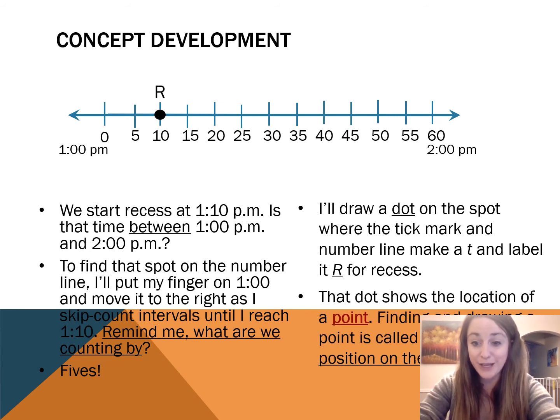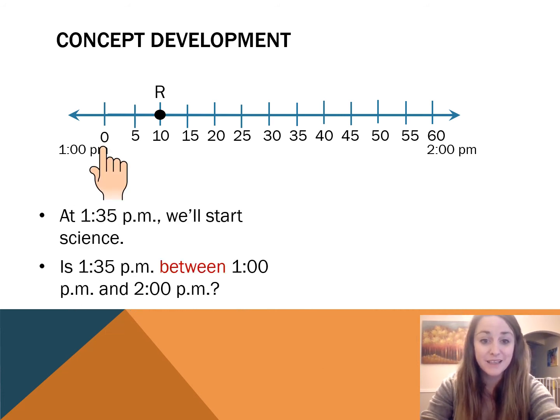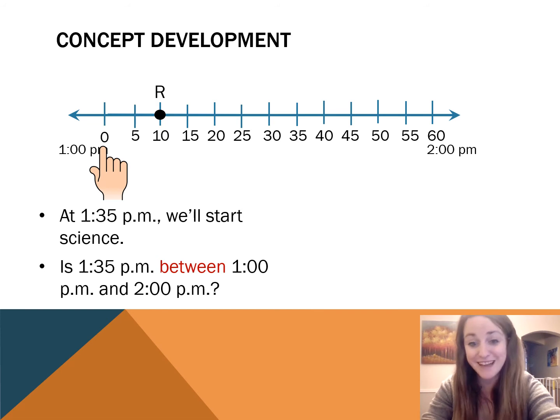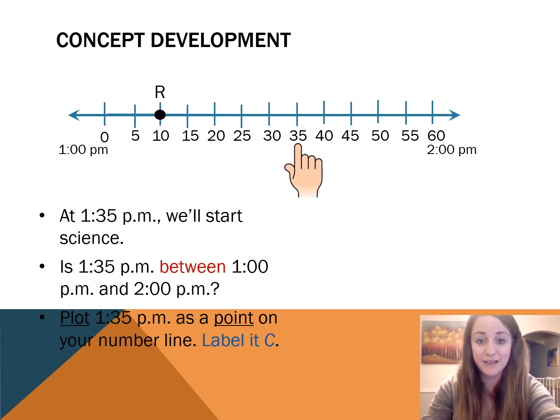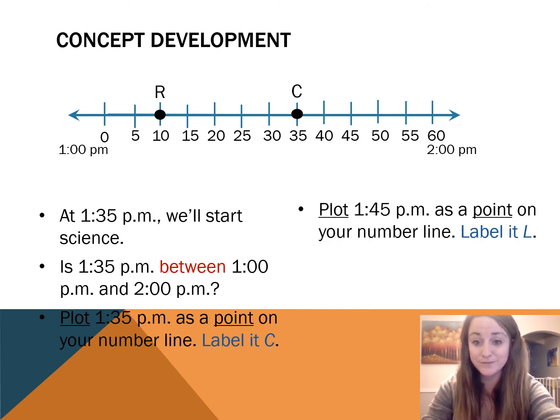The dot shows the location of a point. Finding and drawing a point is called plotting a position on the number line. At 1:35, we'll start science. This is not quite our current schedule, but let's imagine. Is 1:35 between 1 o'clock and 2 o'clock p.m.? Yes, it is. So let's plot 1:35 p.m. as a point on the number line. Label it C. I find 35 minutes on my number line, and then I plot my C point.